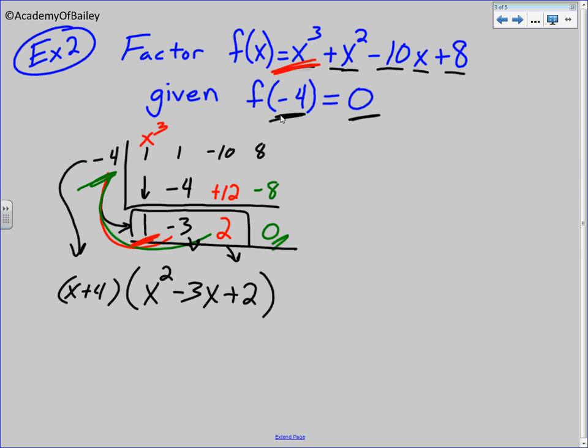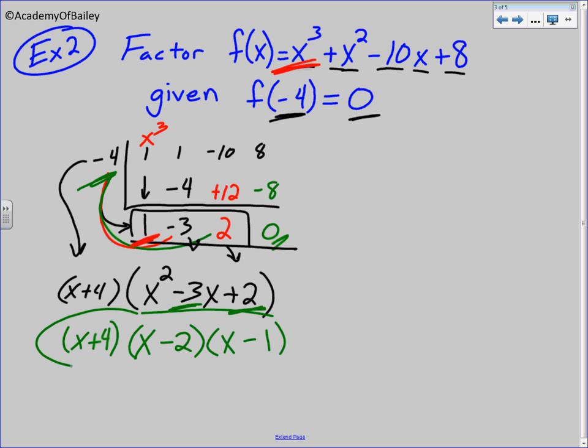Since we have 1 as a leading coefficient in this parentheses, this one should be easy to factor if it's factorable. Can you give me two numbers that multiply to get 2 and add up to give you negative 3? Negative 2 times negative 1 will multiply to give you positive 2, and they also add up to give you negative 3. So right here are your three factors.